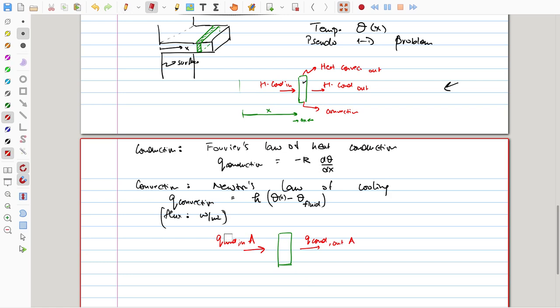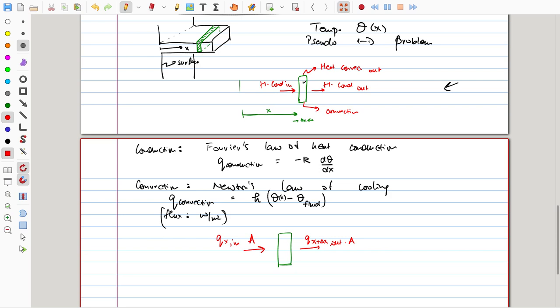Now rather than saying Q conduction in, I am using the symbol Qx in, at a distance x, and for Q conduction out, I say Qx plus delta x out. So Qx stands for the heat conducting at the surface which is at a distance of x from the left hand side, where we have the origin, and Qx plus delta x stands for the heat getting conducted through a surface which is at x plus delta x, because the thickness of this element was delta x.